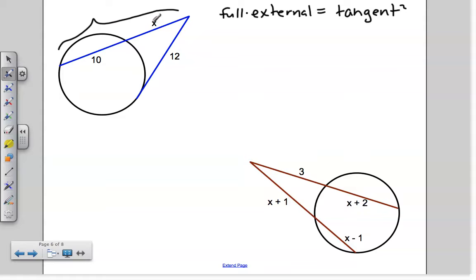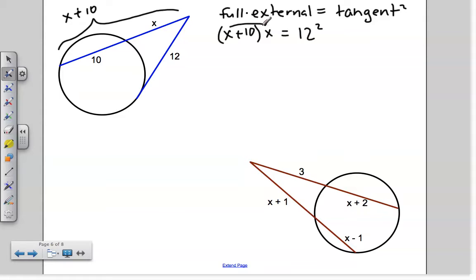Alright, what's the full length here? What would you do with 10 and x to get the entire length? You would add them, wouldn't you? So I'm going to do x plus 10, that would be the entire length. It's a quantity, so I better put it in parentheses because I'm multiplying by the external portion. And actually the external portion is x, right? That's the part that's outside of the circle. And that equals the tangent length squared. The tangent is 12, so 12 squared.